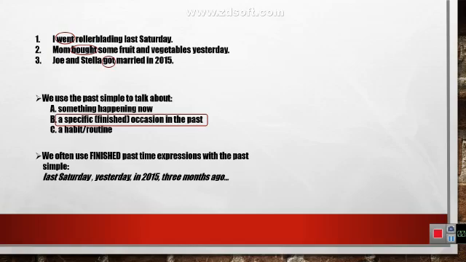We often use finished past time expressions with the past simple. For example, last Saturday, like in 1, yesterday, in 2015, 3 months ago, and many more finished past time expressions.